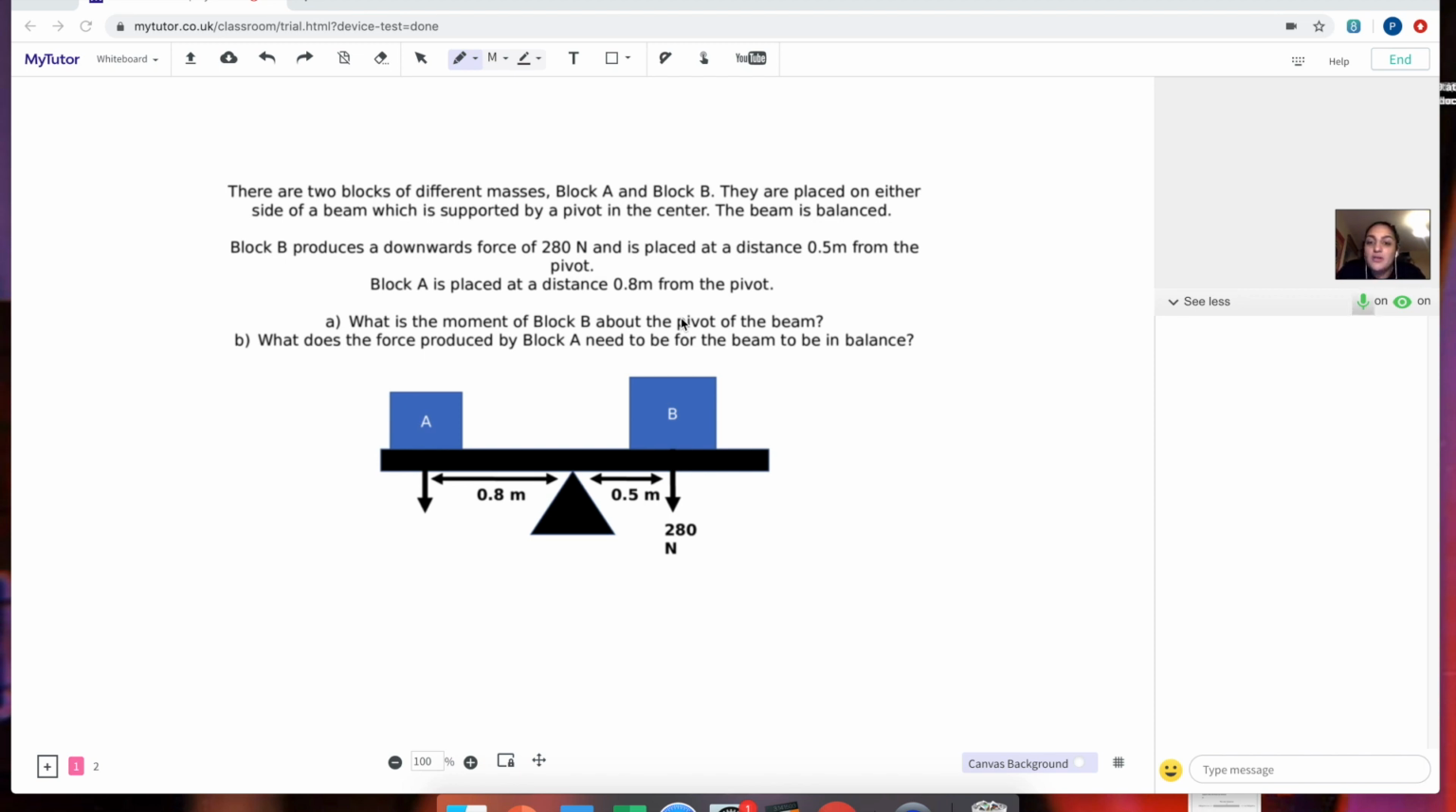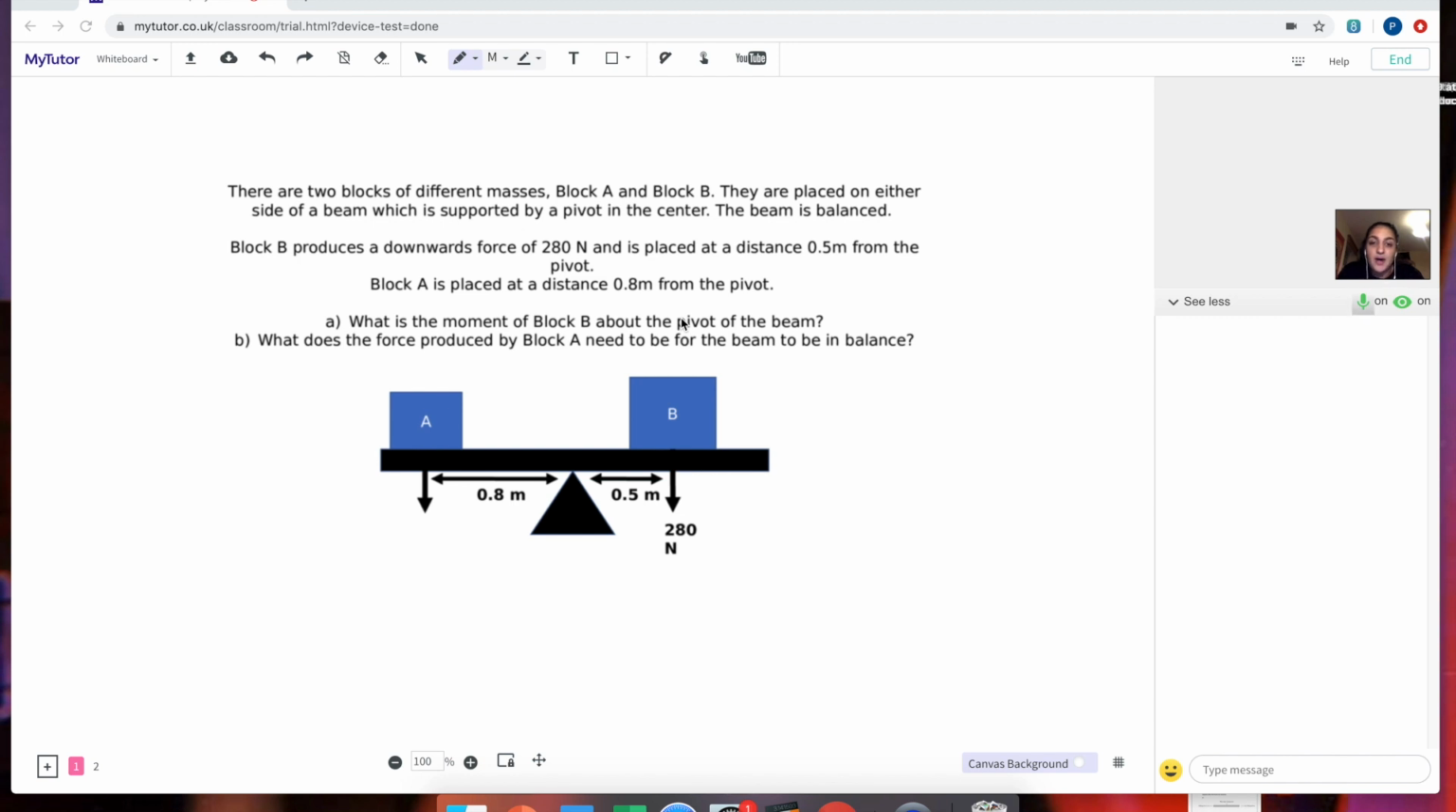So there are two blocks of different masses, block A and block B. They're placed on either side of a beam, which is supported by a pivot in the centre. The beam is balanced. Block B produces a downwards force of 280 newtons and is placed at a distance 0.5 metres from the pivot. Block A is placed at a distance 0.8 metres from the pivot. What is the moment of block B about the pivot of the beam? And what does the force produced by block A need to be for the beam to be in balance?